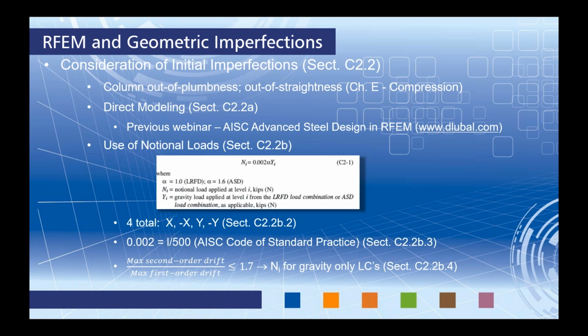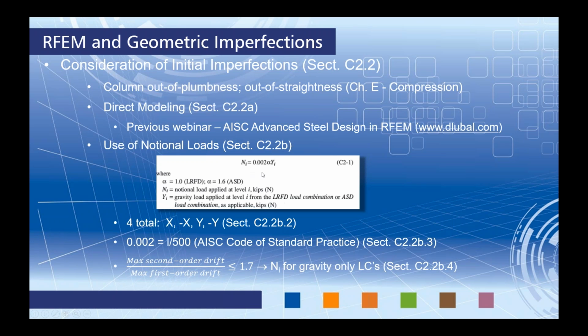So addressing column out of plumbness, we have a couple options for this. We can either directly model the imperfection. This comes from section C2.2a. Earlier this year, I did a previous webinar. It's called AISC Advanced Steel Design in RFEM. You can find it, the recorded version, on our website at dlubal.com. If you are interested to see this application of directly modeling the initial imperfections, then this is a great webinar to refer to. Because today, rather, we're going to use notional loads from section C2.2b to address the initial imperfections.